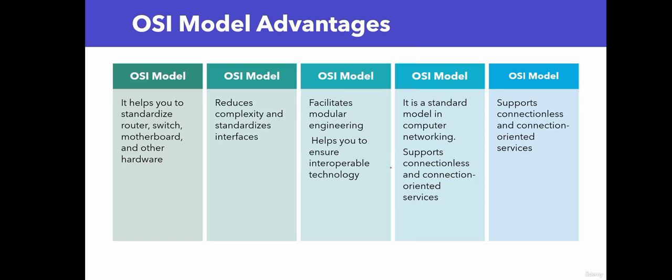So one of the advantages of the OSI model is it helps to standardize routers, switches, motherboards, and other devices, and it reduces complexity by standardizing interfaces, so people know when they're using this model exactly where things should be. Okay, it also facilitates modular engineering. Now these are all interlinked with each other. The OSI model was also the standard model in computer networking itself.